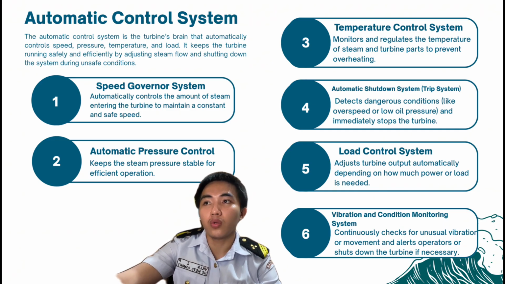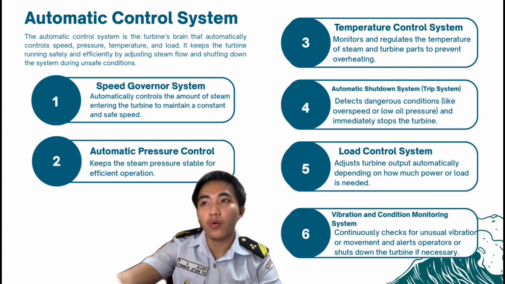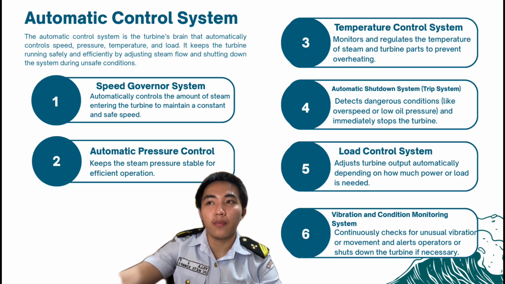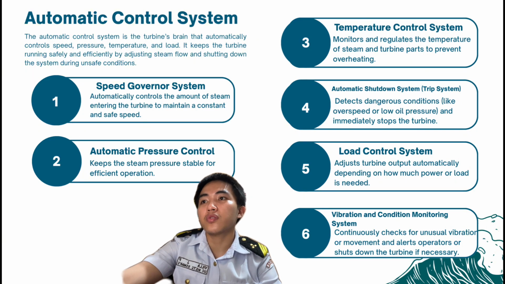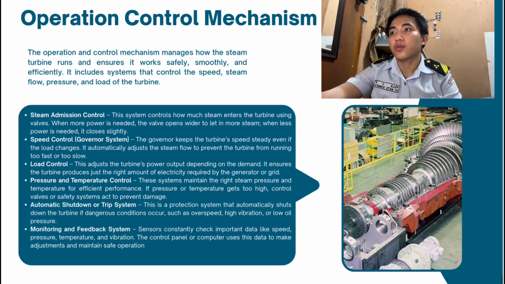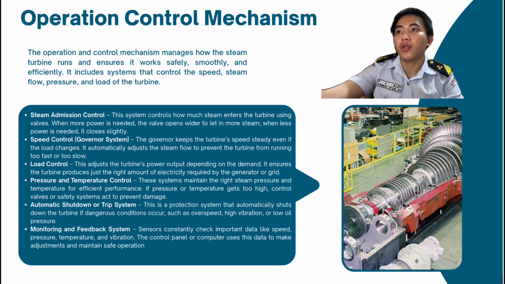Number 5, load control system. It adjusts turbine output automatically depending on how much power or load is needed. Number 6, vibration and condition monitoring system. So the vibration and condition monitoring system continuously checks for unusual vibration or movement and alerts operators or shuts down the turbine if necessary. So next, the operation control mechanism. The operation control mechanism manages how the steam turbine runs and ensures it works safely, smoothly, and efficiently.